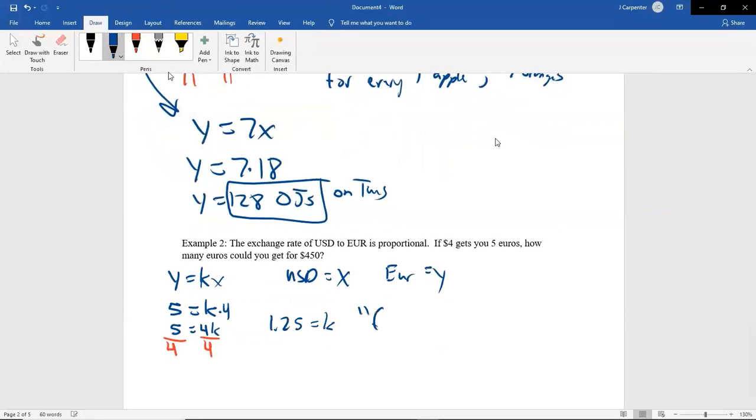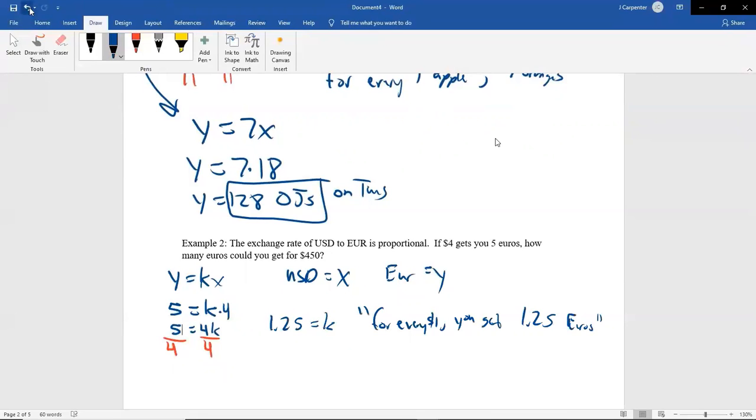So that says for every $1, you get 1.25 euros. So if you turned in $2, you'd get 2.50 in euros. If you turned in $10, you'd get 12.50 in euros. But we didn't ask any of those. We want to know, what do we get for $450?